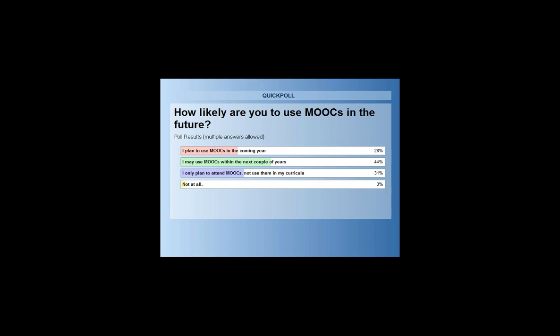The majority of the folks, 44%, say I may use MOOCs within the next couple of years. 28% plan using MOOCs in the coming year. 31% only plan to attend MOOCs, and 3% not at all. So the majority of folks, according to the survey, say they plan to use MOOCs within the coming year or the next couple of years.